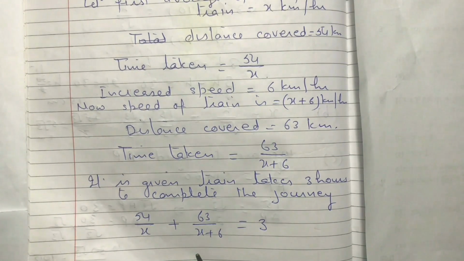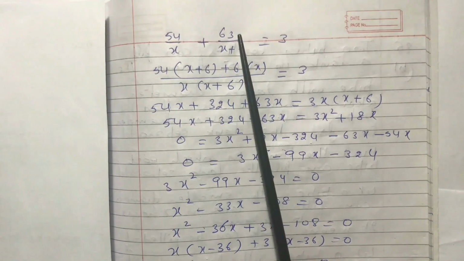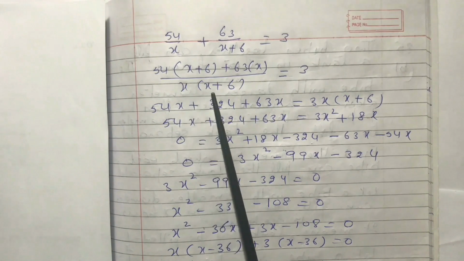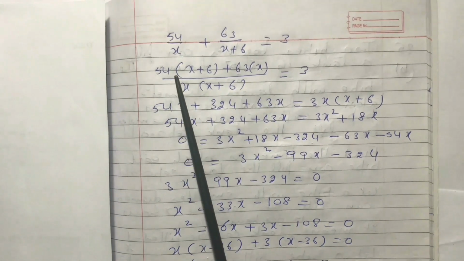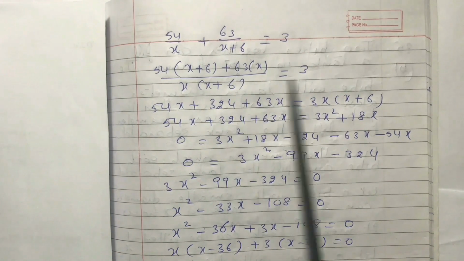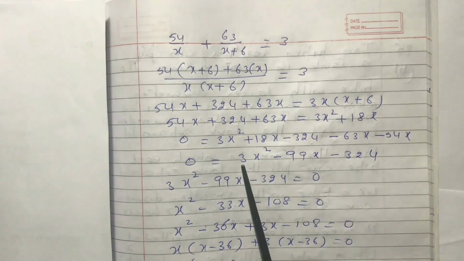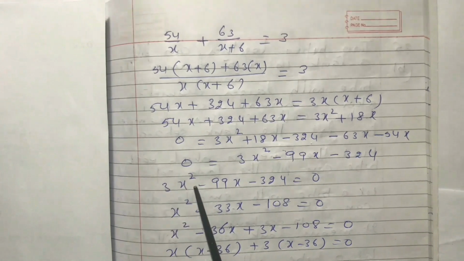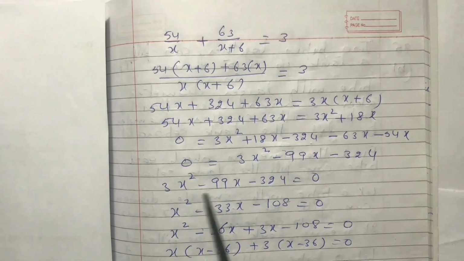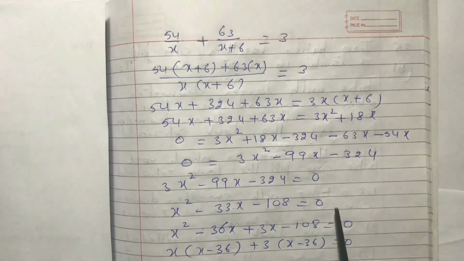We will get the value of x. 54 by x plus 63 by x plus 6 is equal to 3. Now LCM is x plus 6. You will have 54(x plus 6) plus 63x is equal to 3x(x plus 6). Cross multiply it. You will get this quadratic equation, which is 3x square minus 99x minus 324 is equal to 0. Divide by 3. You will get x square minus 33x minus 108 is equal to 0.